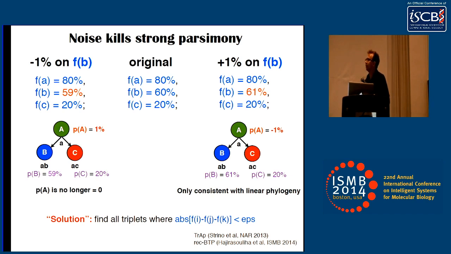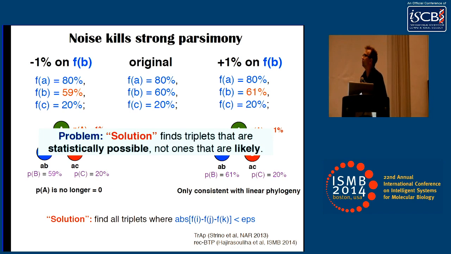So the solution that both TRAP and BTV use is you find all triplets where the difference is within some small epsilon value that is governed by the sequencing noise, right? But now you've lost this sort of magic relationship that you wouldn't expect by chance, right? Because now maybe there could be a linear phylogeny that's consistent with these population frequencies, and certainly the bigger that you make epsilon, the more likely you just happen to have this surprising relationship that's not actually branching, it is actually a linear phylogeny, right?